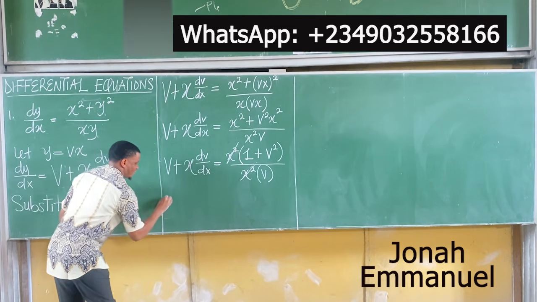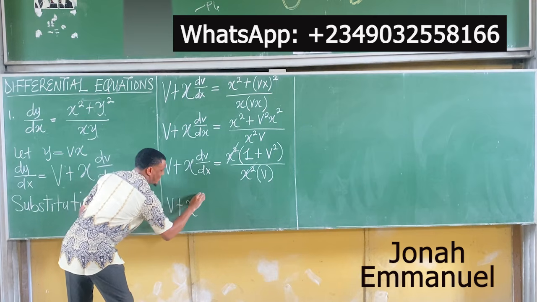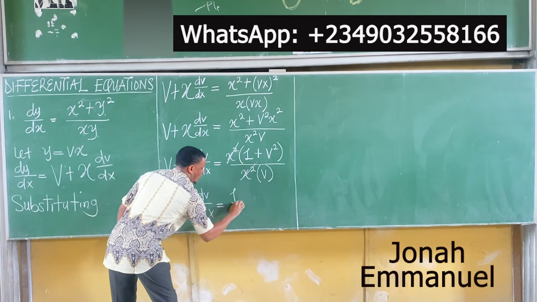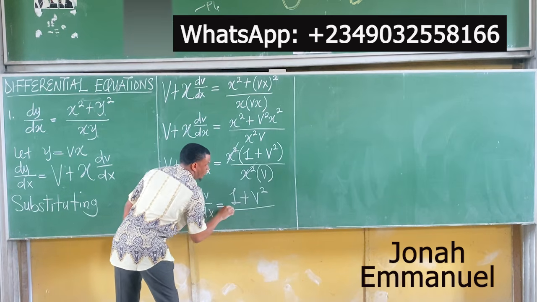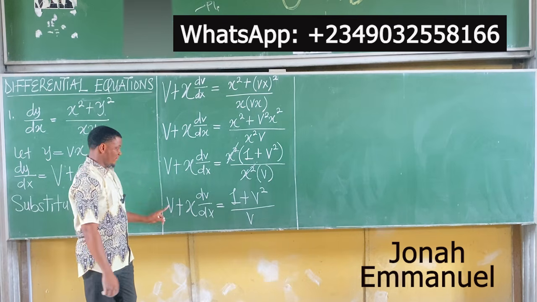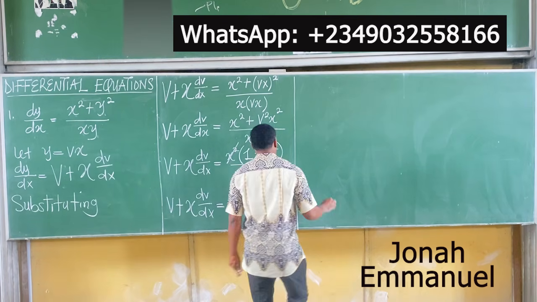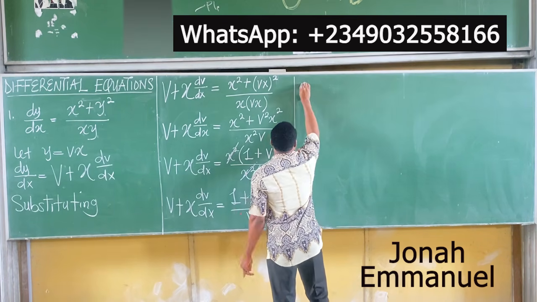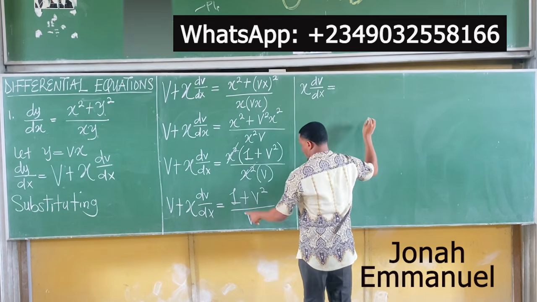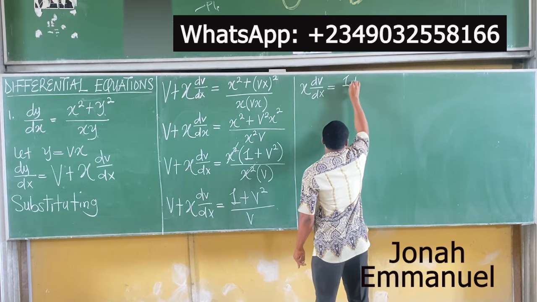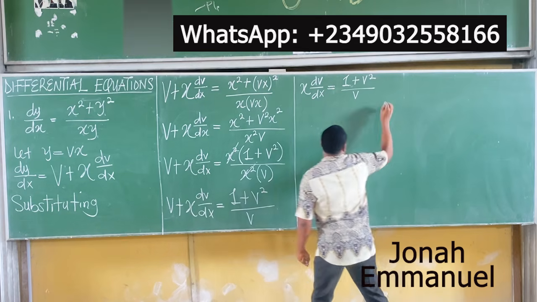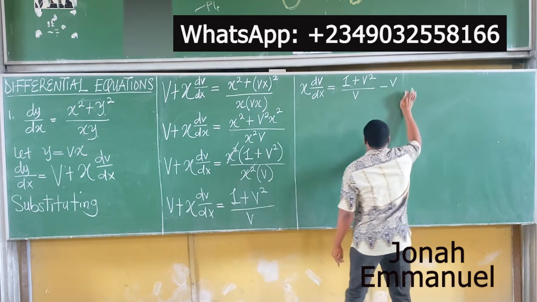I now have that v plus x dv dx, it's equal to, what I have here is now 1 plus v squared all over v. The next thing I want to do is move v from here over here. So I'll be left with x dv dx, it's equal to all of this 1 plus v squared all over v, plus v comes here becomes minus v. So I have this.